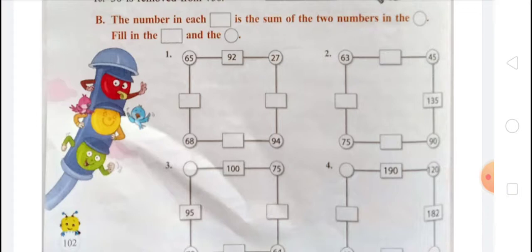68 plus 94. 8 plus 4 is 12, write 2, 1 carry. 9 plus 6 plus 1 is 16, so 162. Common question number 2.